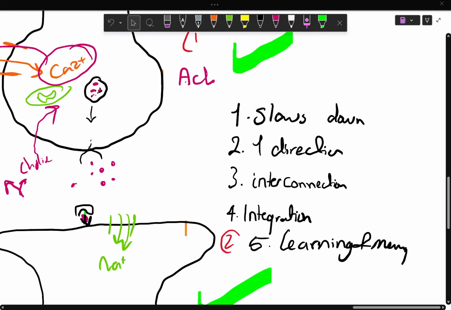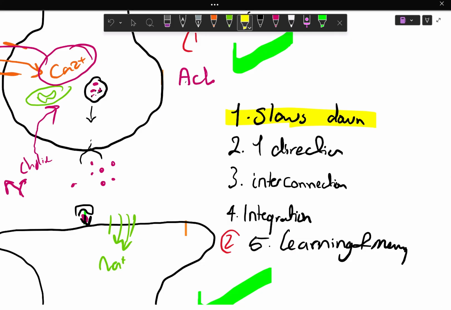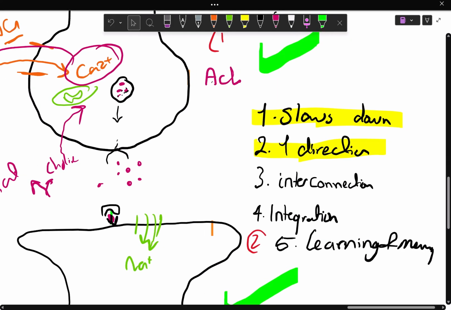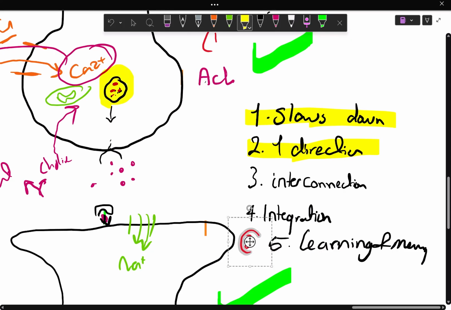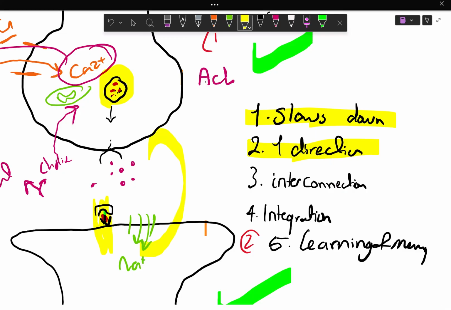Function of the synapse: why not just connect it immediately? So we already know the first two from O level. Firstly, it slows down the impulse, which is helpful for your neurons so they don't overload. And it also allows the passage in one direction, because the vesicles are only in the presynaptic neuron and the receptors are only on the postsynaptic neuron, so it cannot move backwards.